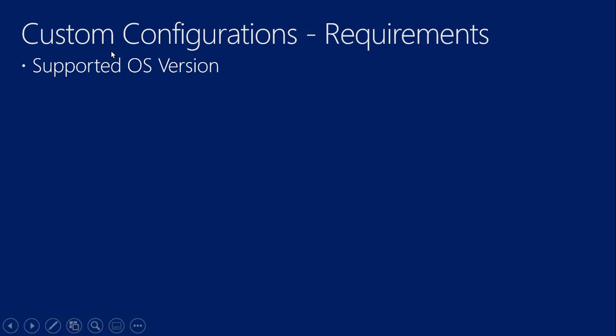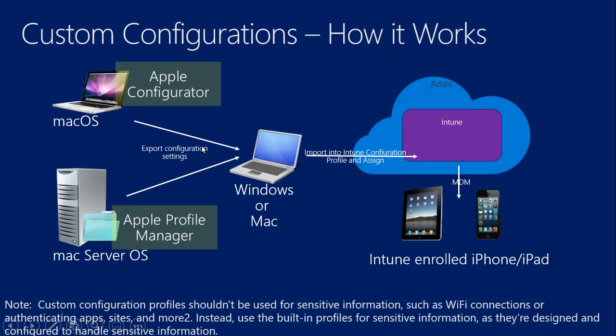So in terms of requirements, you just need a supported OS version for whatever config you're trying to put down there. Here's how it works. You either have Apple Configurator running on a macOS, Apple Profile Manager running on a macOS Server, and then I didn't include iMazing, but you saw that you can actually use iMazing as well on a Windows PC. You're going to configure what you want and then export that config to a device, whether it's a Windows or a Mac, it doesn't matter.